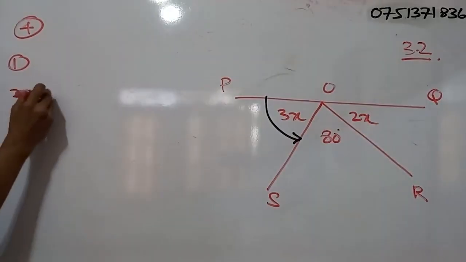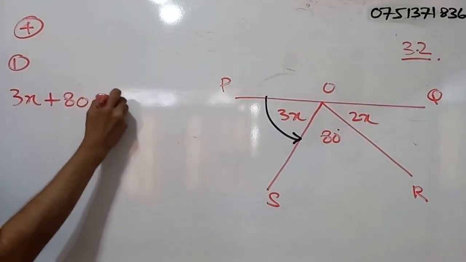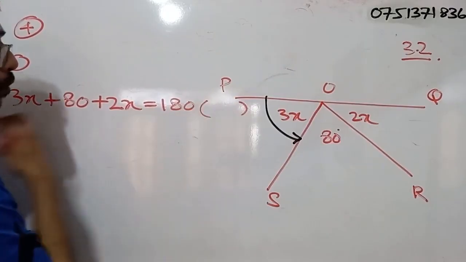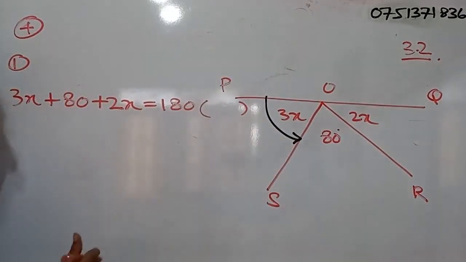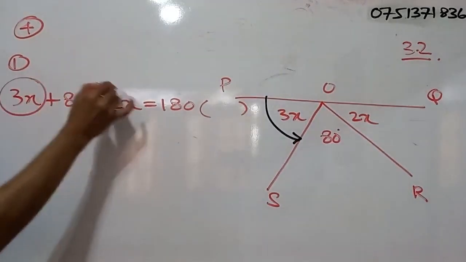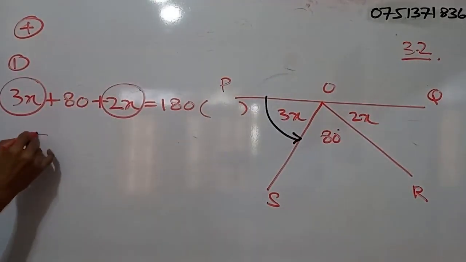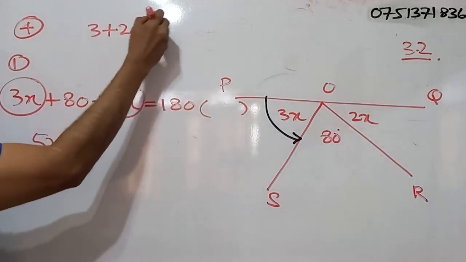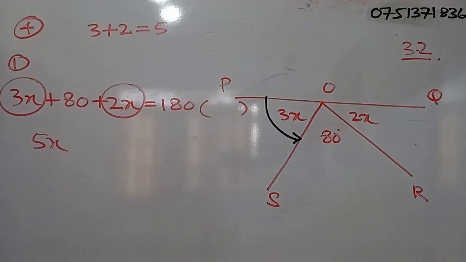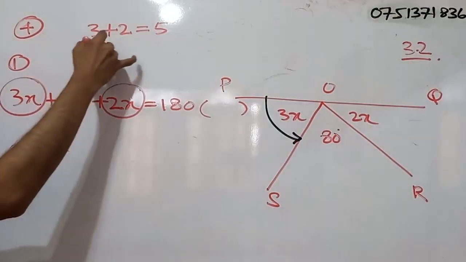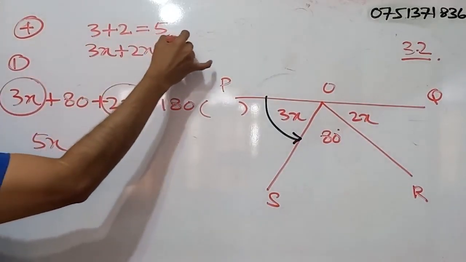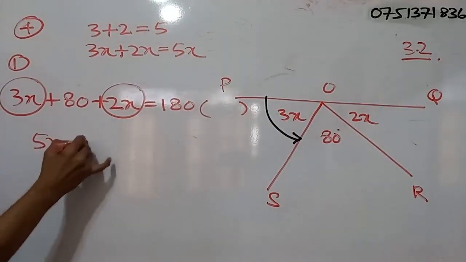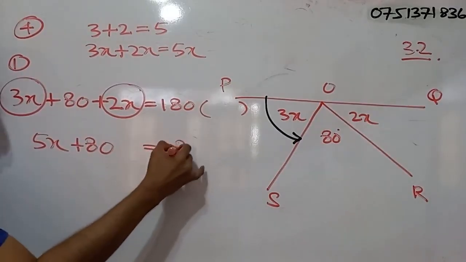So 3x plus 80 plus 2x, that is 180 degrees. Within brackets we have to write the reason: PQ is a straight line. Now 3x and 2x are like terms, so that is 5x. If we take 3 and add a 2, that sums up to 5. In the same manner, 3x and 2x sums up to 5x. Right? 5x plus 80 equals 180.